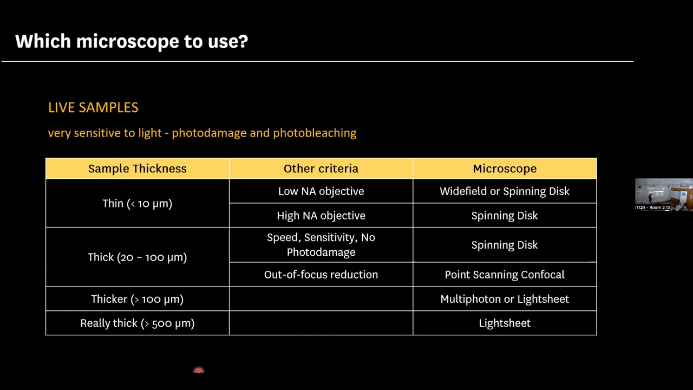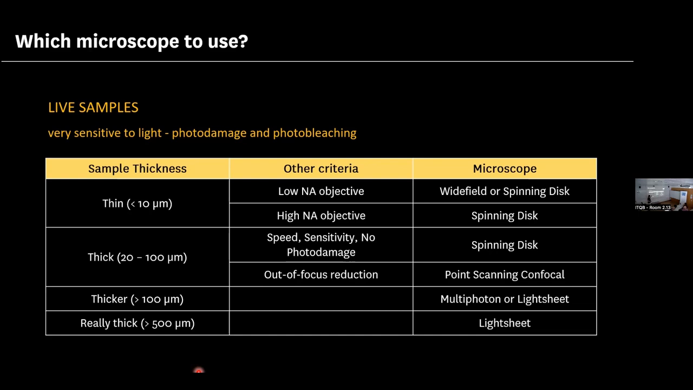With a higher NA and you need optical sectioning, spinning disk. Your live imaging of single cells with organelles moving or microtubules, the cell dividing, all of these that you see are made on spinning disk. If the sample starts to get thicker, you can use a point scanning confocal, but if you want to do it fast with high sensitivity, no photodamage, spinning disk. If it gets really thick and you start to see out-of-focus light because of the pinhole crosstalk problem that we saw, then you go for a point scanning confocal. And again, for thicker samples, multiphoton or light sheet.